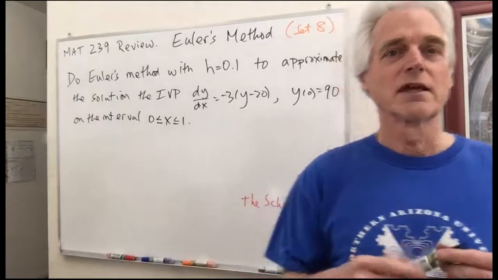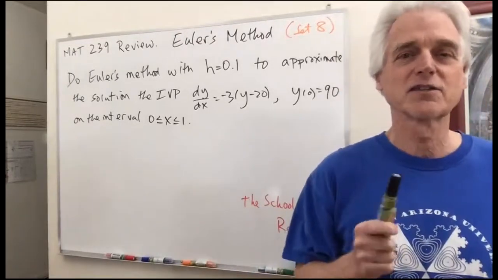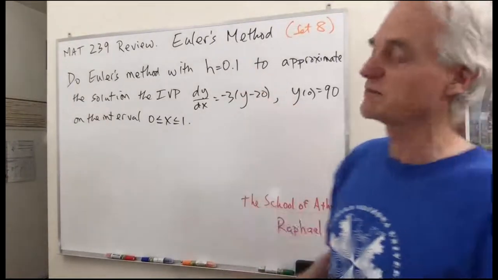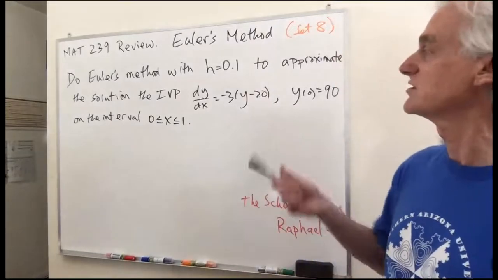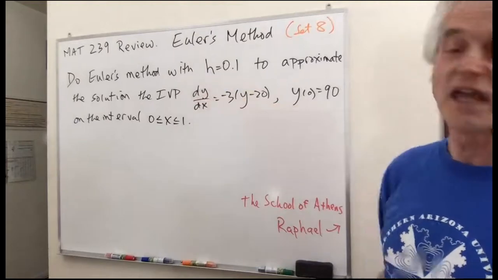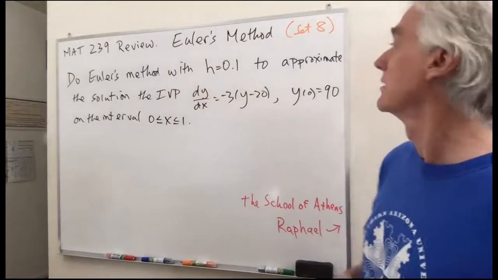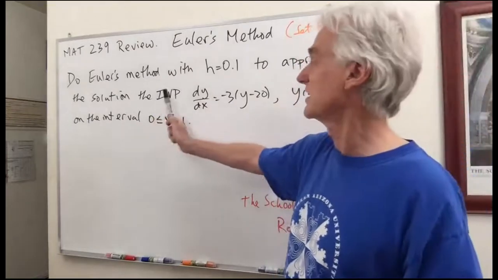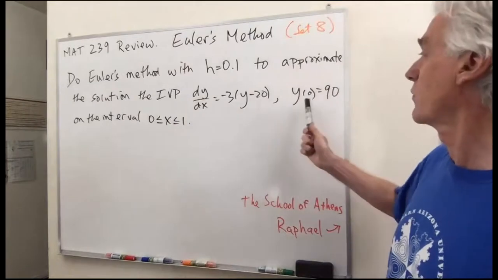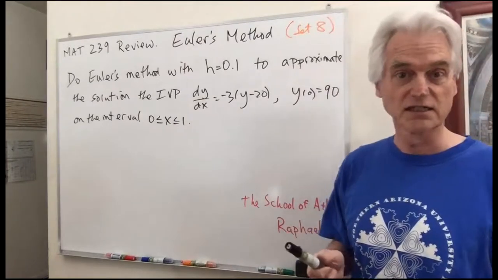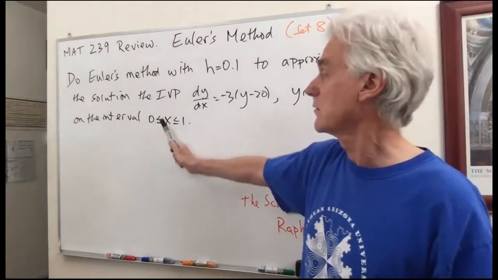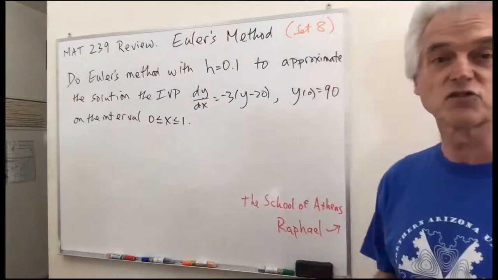Hello. We'll have another video here to solve our favorite ODE, or it's my favorite ODE. We're going to use Euler's method. Okay, not to solve, but to approximate the solution. So do Euler's method with h equals 0.1 to approximate the solution to the initial value problem, dy/dx is minus 3 times y minus 20, with y of 0 equals 90. We're approximating that on the interval of x between 0 and 1.